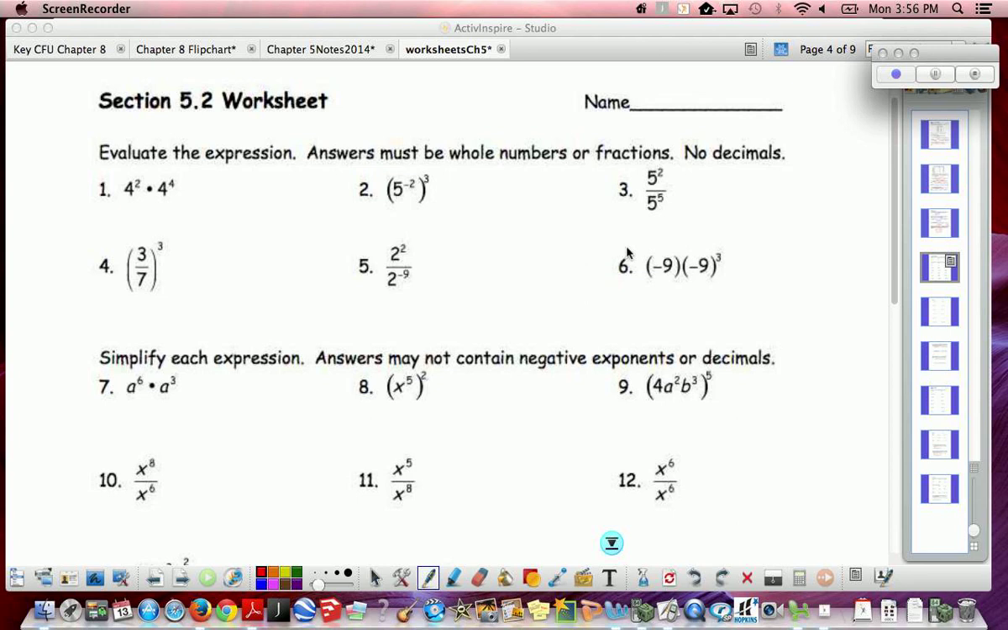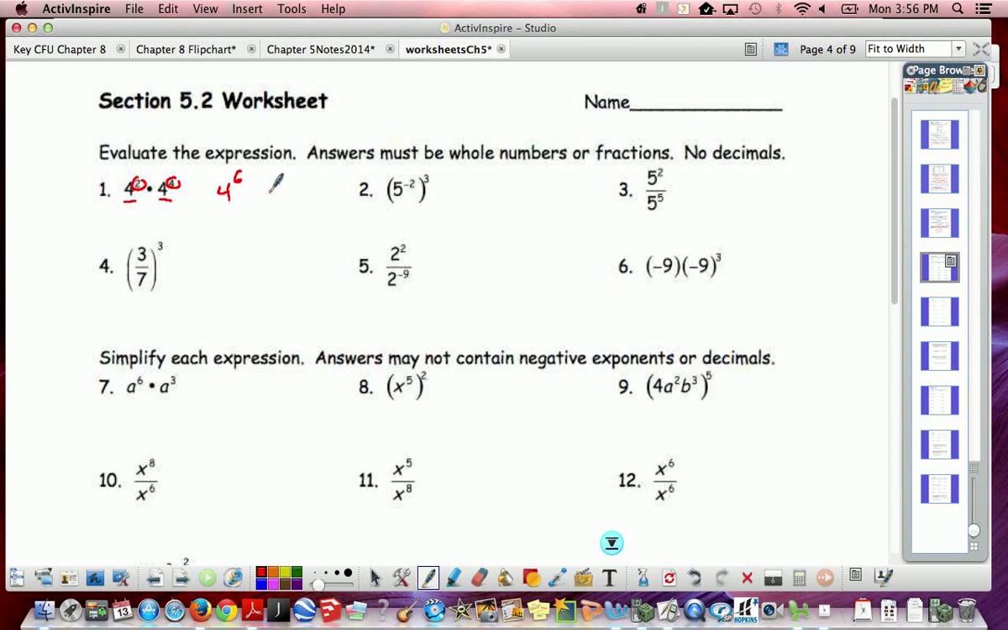Okay, let's take a look at your 5.2 worksheet. On all of these, they ask you to evaluate the expression. Answer must be in whole numbers or fractions, no decimals. So we got a lot of exponential rules that we talked about today in class. Anytime you're multiplying with the same bases, all you have to do is add the exponents. So this would be like saying 4 to the 6th power. If you take 4 to the 6th power on your calculator, you'll end up getting 4096.